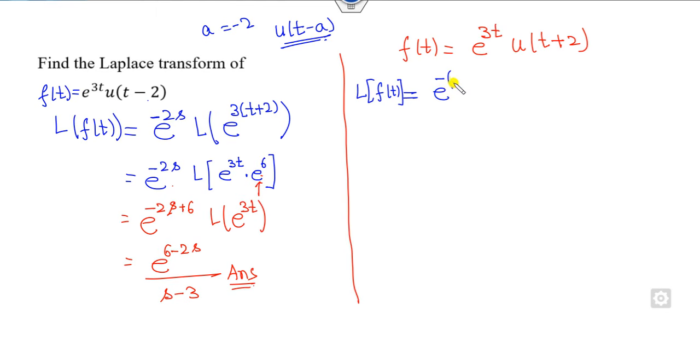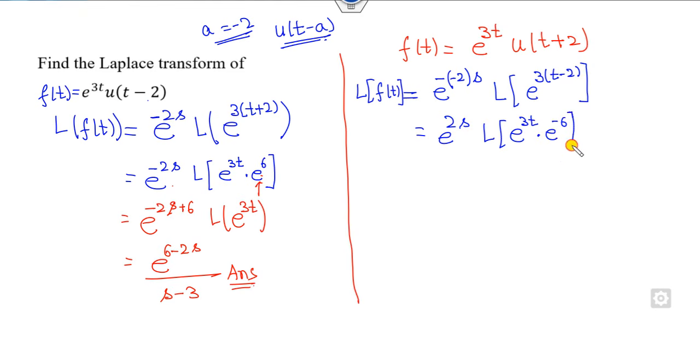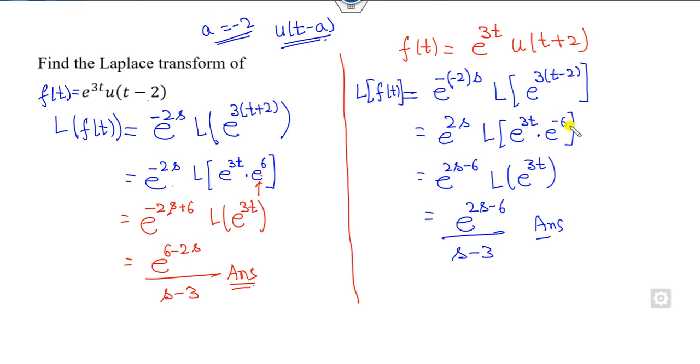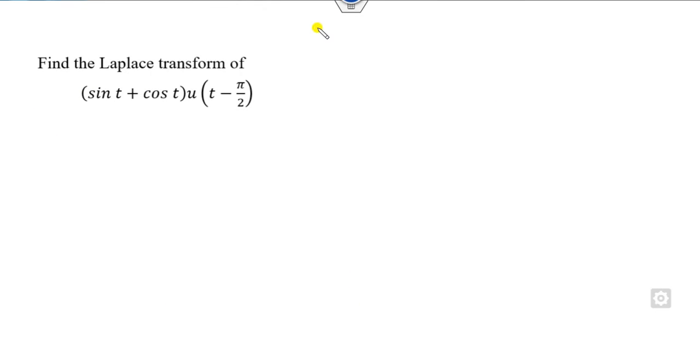e raised to power minus as. a will be minus 2. Fine. And then you have to replace t with t plus a. a is minus 2, then it will be here. Fine. So it is this. Again I can write this number as e raised to power minus 2 into e raised to power minus 6. e raised to power minus 6 will be outside. It is here and this number. So again the answer will be this one. So make sure whenever it's positive or negative, you have to compare this with t minus a.